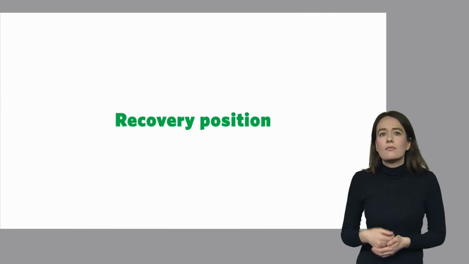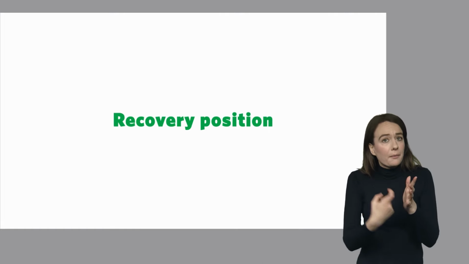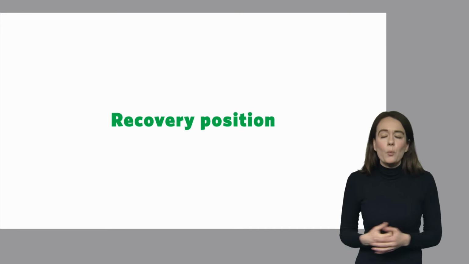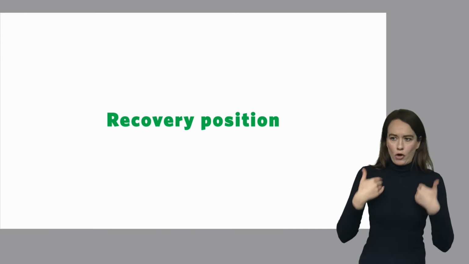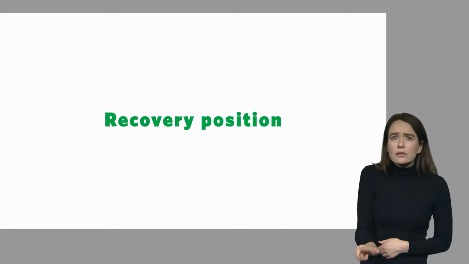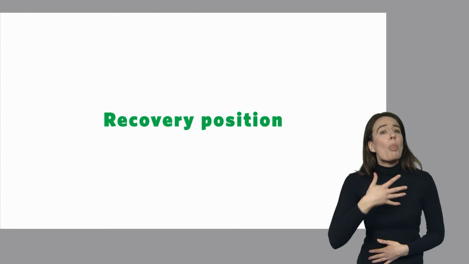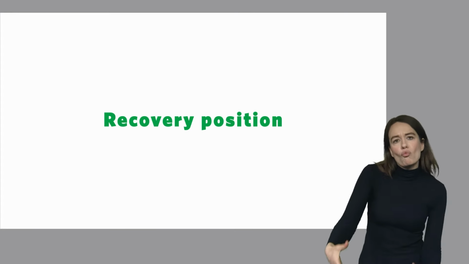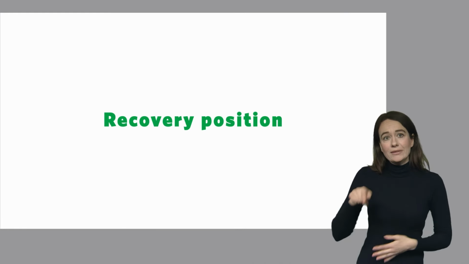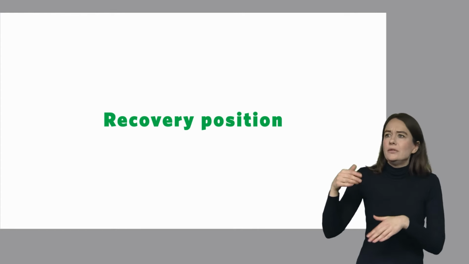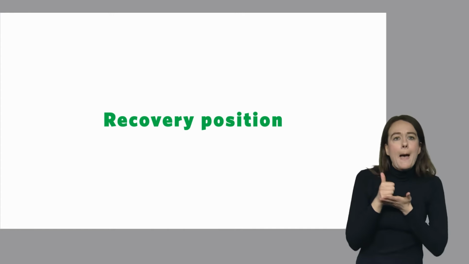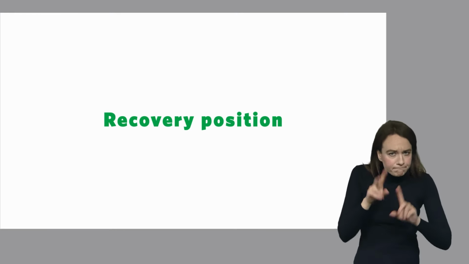Now that you've completed a primary survey using DRABC, what you do next will depend on the condition of your casualty. If your casualty is unresponsive but is breathing normally, you should place them into the recovery position. This is a position that can protect their airway until they recover or help arrives. Here are the steps you need to take to place your casualty into the recovery position.